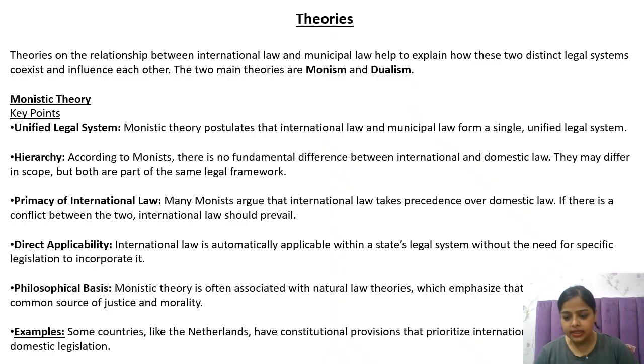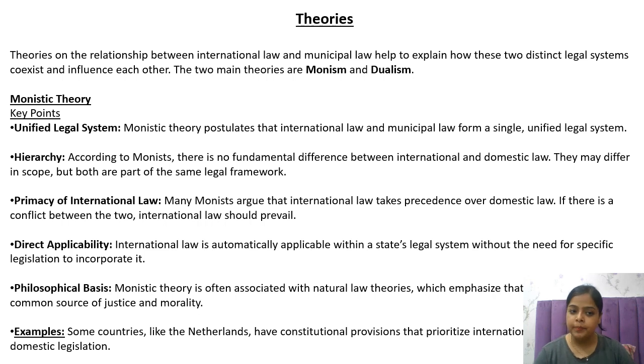To understand the relationship between international and municipal law, which are two different legal systems which coexist and influence each other, we have to understand the two main theories, that is monoism and dualism. These two theories have different stands in terms of international law and municipal law. So let's start with monoistic theory.